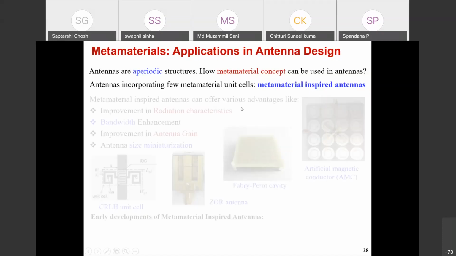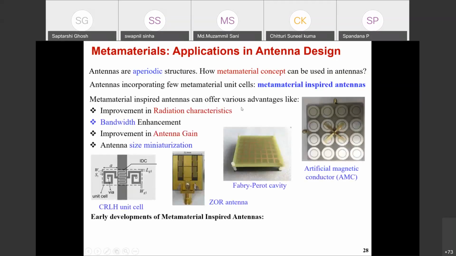So what is the advantage? There are different types of advantages coming from these cases, like particular radiation characteristics. There will be bandwidth enhancement, or maybe the gain can be improved, and the antenna size can be miniaturized. You can use the CRLH transmission line, compactness, or a fabricated cavity, AMC, and so on.